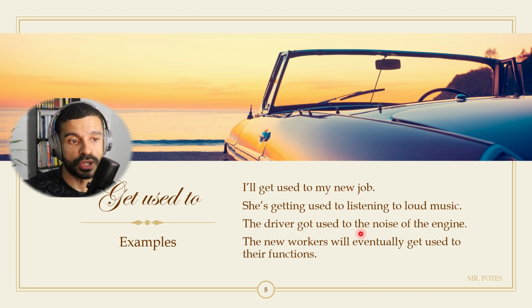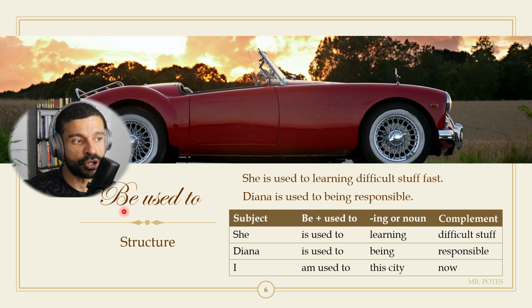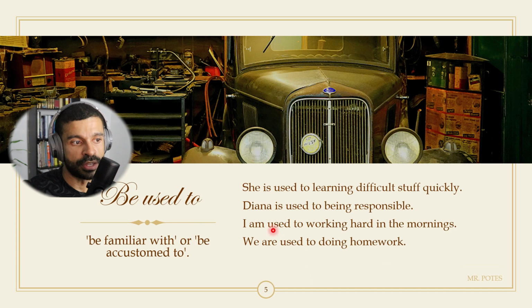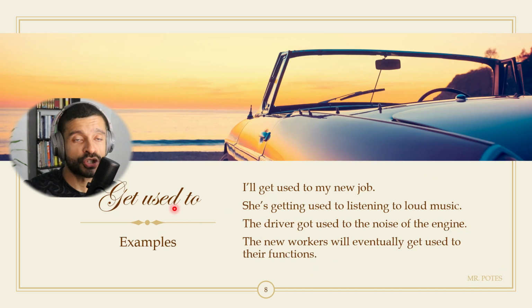The driver got used to the noise of the engine. Here we are also using a noun, right? And the verb get, as in get used to, is conjugated in past. This is something special, not only to get used to, but also from be used to, because we can conjugate these verbs. The verb to be can be conjugated either in present, past, or future. Get used to is not exclusively used in present. As you can see in this example, the driver got used to the noise of the engine, is talking in past. The driver went through that process of getting accustomed to something.